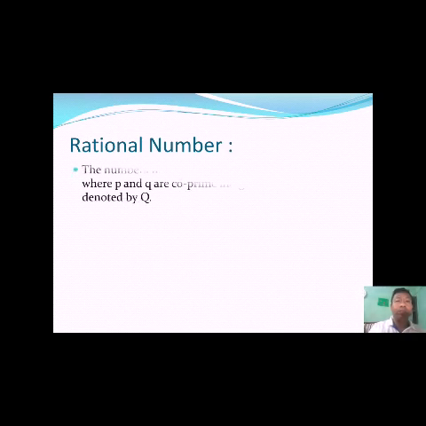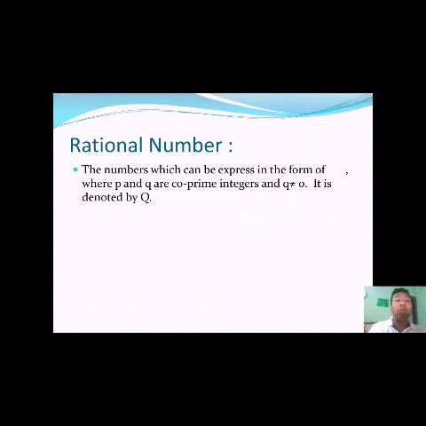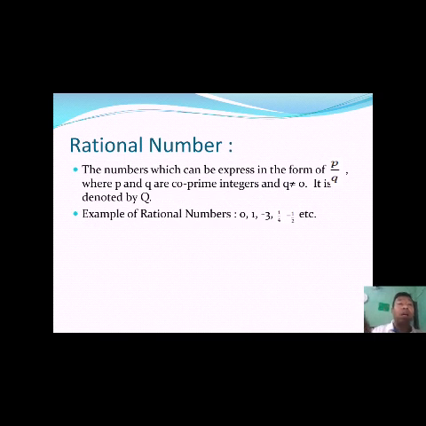Let us see the definition of rational numbers now. The numbers which can be expressed in the form of p by q, where p and q are co-prime integers and q not equal to 0. It is denoted by Q. Examples of rational numbers: 0, 1, minus 3, 1 by 4, minus 1 by 2, etc.